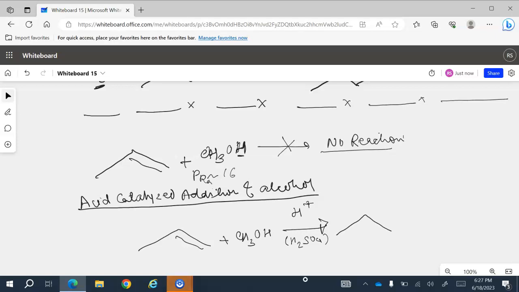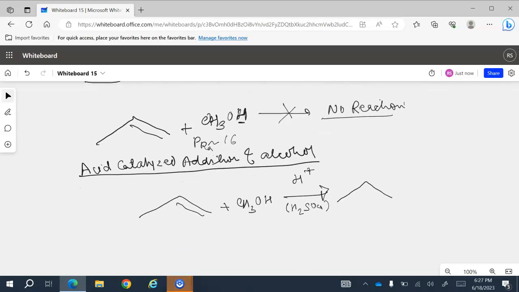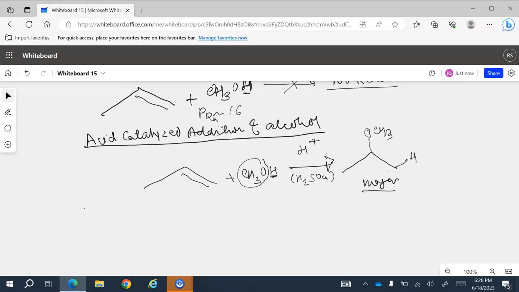Again, it follows the Markovnikov rule, right? Hydrogen will add to the carbon with the larger number of hydrogens, and OCH3, the other part, will go to the carbon containing fewer hydrogens. So this will be the major product. That is how the addition of alcohol takes place. And again, we can explain the mechanism exactly in the same way.